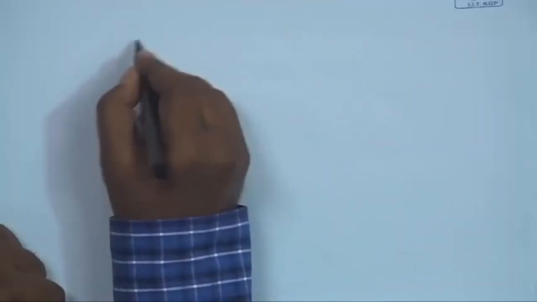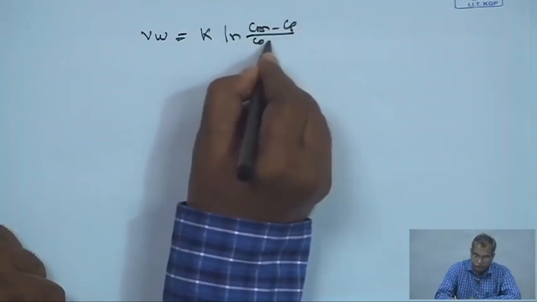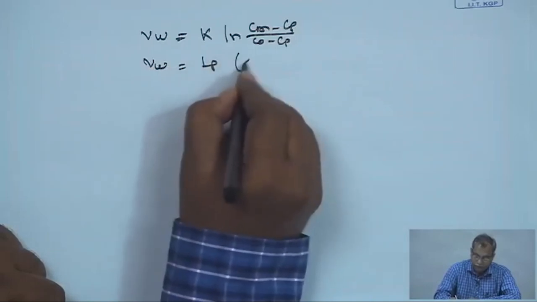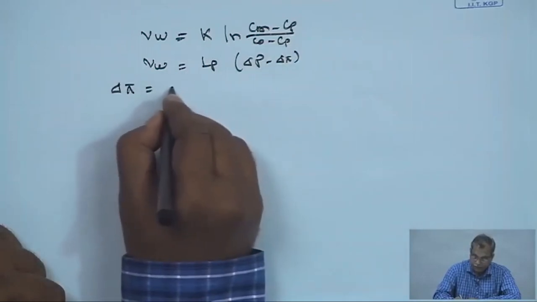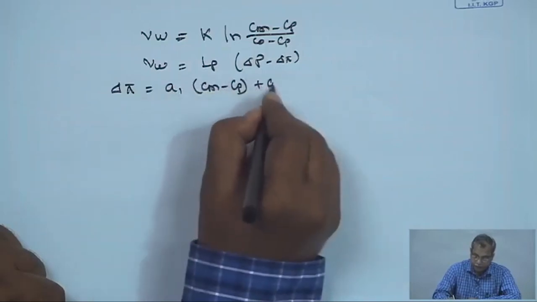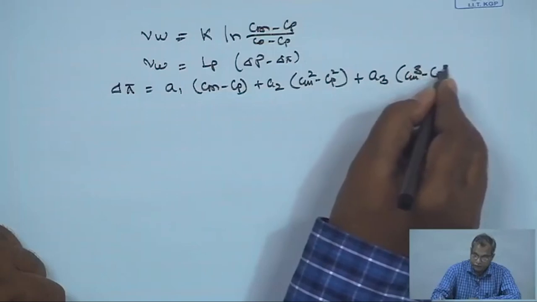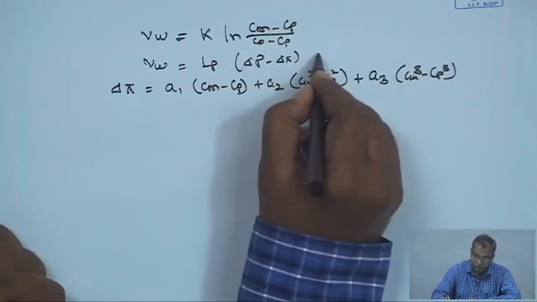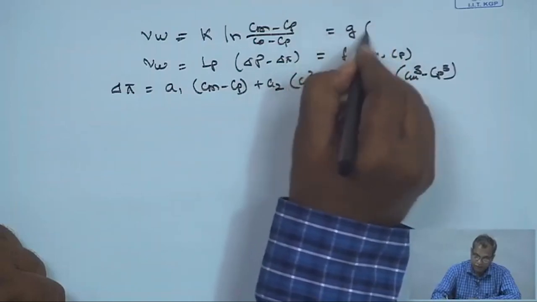equation Vw is equal to K ln Cm minus Cp divided by C naught minus Cp, and the solvent flux through the porous membrane, that is the osmotic pressure model, Vw is equal to Lp delta P minus delta pi. Let me write down those two equations: Vw equal to K ln Cm minus Cp divided by C naught minus Cp, and Vw is equal to Lp del p minus del pi. We have also seen how delta pi is related to Cm minus Cp as A1 Cm minus Cp plus A2 Cm square minus Cp square plus A3 Cm cube minus Cp cube. So this equation can be expressed in terms of Cm and Cp, and this equation is also expressed as another function of Cm and Cp.